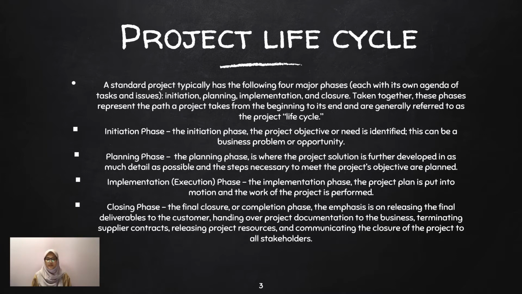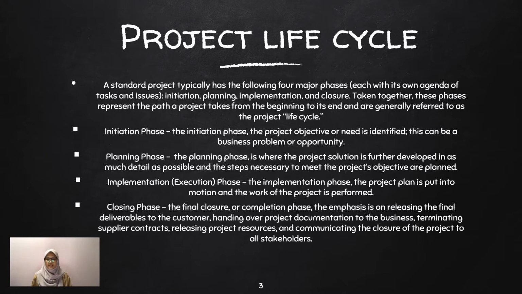Initiation phase. During the first phase, the initiation phase, the project objective or need is identified. This can be a business problem or opportunity. An appropriate response to the needs is documented in a business case with recommended solution options. A feasibility study is conducted to investigate whether each option addresses the project objective, and a final recommended solution is determined.